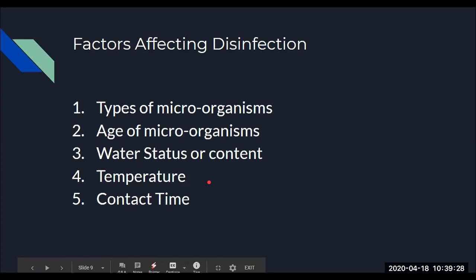Okay, temperature is another thing we want to consider. With most chemical reactions, as the temperature goes up or increases, the rate of the reaction increases. So the reaction happens more quickly and sometimes more violently as the temperature goes up. However, if the temperature gets above a certain point based on the disinfectant, the temperature itself could actually start to destroy or break down the chemical that's being used to disinfect. So temperature can be positive, but it can be negative.